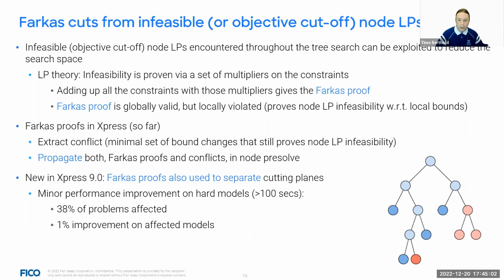So you can use the infeasibility proof to derive further information about the problem. And so far, it was mainly used for deriving bound tightenings by propagating this valid but redundant constraint. But now in Xpress, we will additionally also separate cuts from such infeasibility proofs. And the impact is admittedly moderate, but measurable and positive.